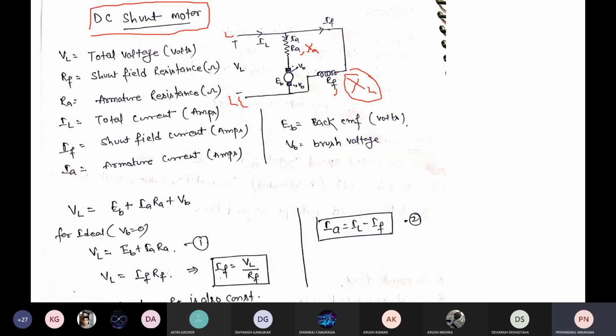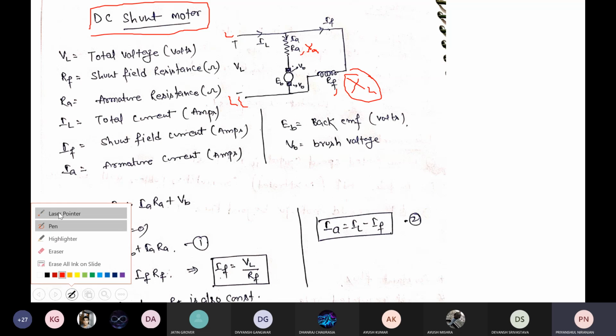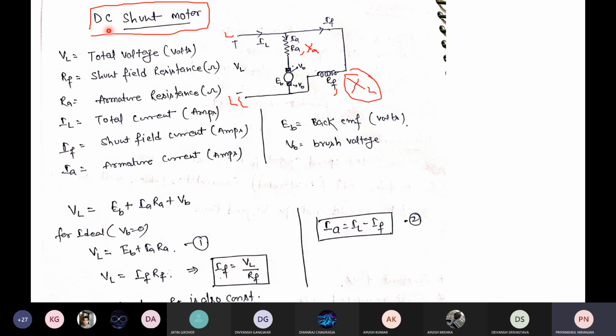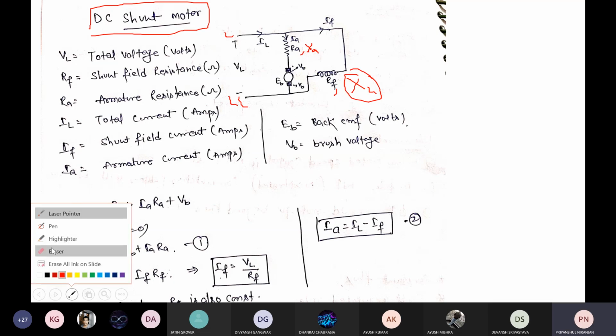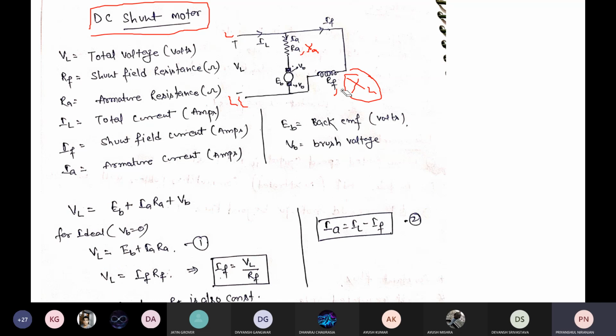Because we are studying the DC shunt motor. DC supply has a frequency of zero. When frequency is zero, XL, which in terms of inductance is 2 pi FL, where F means frequency, is zero. So reactance here is zero, and I am only mentioning it in terms of resistance. Fine.